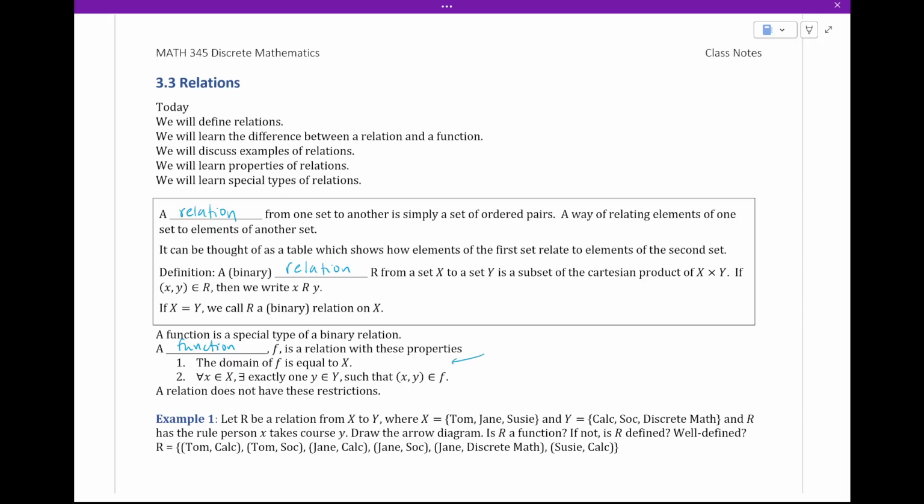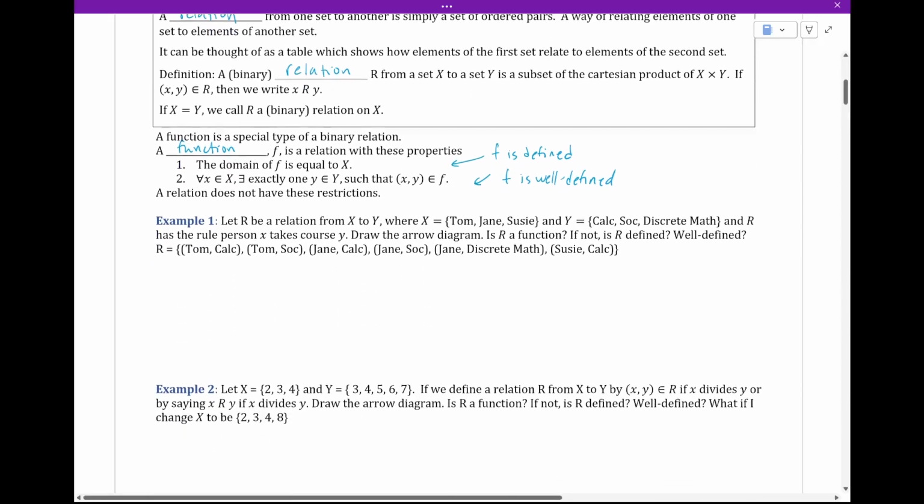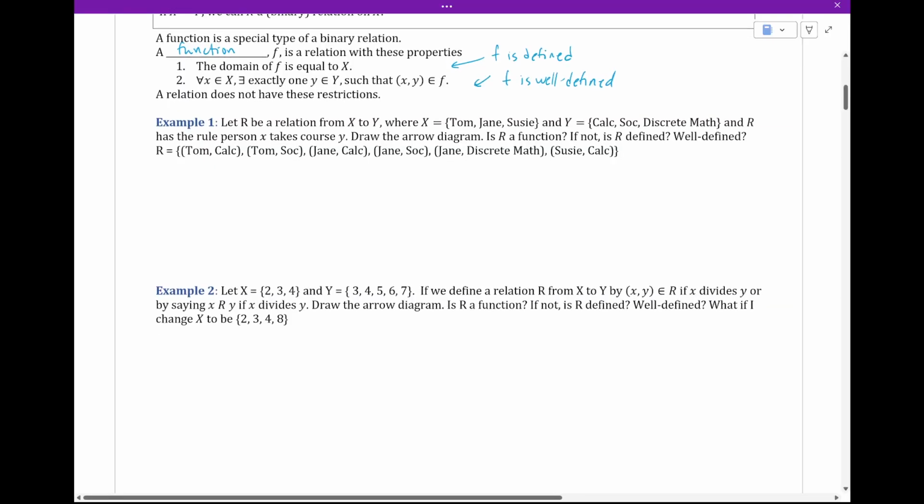So we say that the first property means f is defined. If it's defined, then every element of X is being used. And we say that it is well defined if it meets this second property: there's exactly one y such that (x, y) is in f. So that's no repeats in our x's. So R is a more general form than f. f is a special type of relation. Relations don't have these two restrictions. We can still talk about whether or not relations have one or more of those.